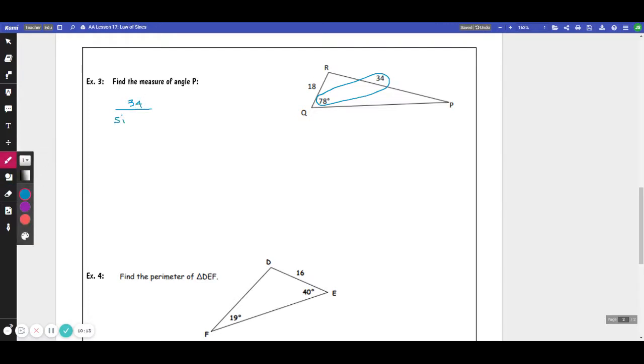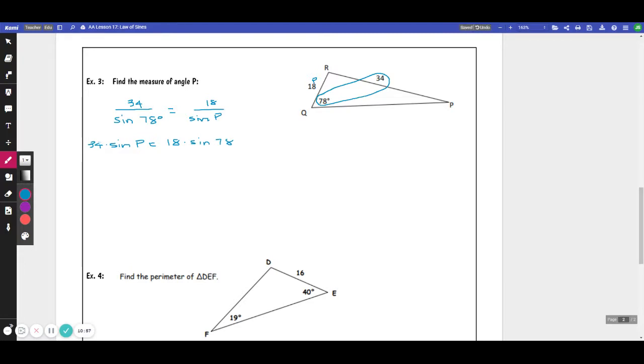Divided by sine of its corresponding angle is 78 equals, this time I know the side. That's lowercase p is the side. So p is 18. I know that. Divided by sine, it's the angle that I don't know this time. I don't know its corresponding angle, so that's my variable. I'm just going to put p right there. So setting it up is exactly the same. We're going to cross multiply the same way that we did before. So 34 times sine of p equals 18 times sine of 78.